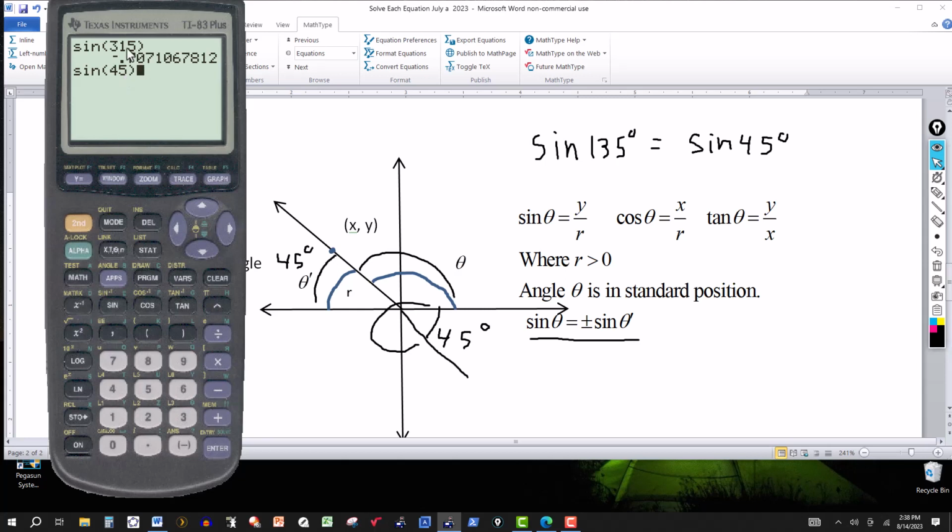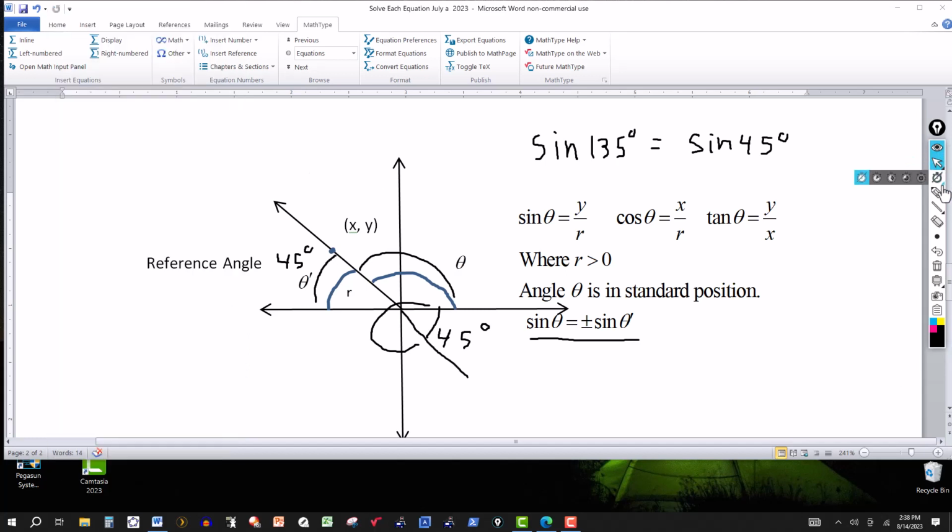315 is in quadrant 4. So that point on that terminal side would be positive x and negative y. So I expected a negative there. But notice if I hit enter here, the absolute value of those is the same. Notice it's a negative 0.707, a positive 0.707. So the thing to remember again is this thing right here.